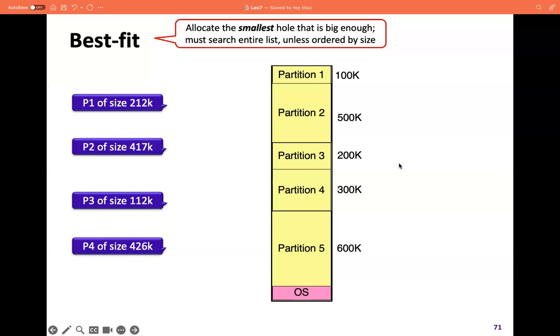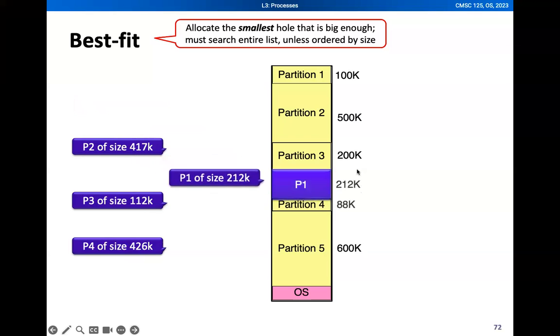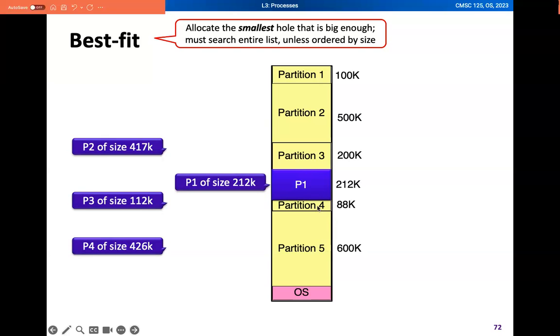Next, the smallest is partition 4, which has a size of 300K. So we are going to put P1 in here, and it will dynamically take the difference, and we have 88K left here for other processes to use. Next is the P2 of size 417K. Again, we must look for the smallest hole that can fit 417K.